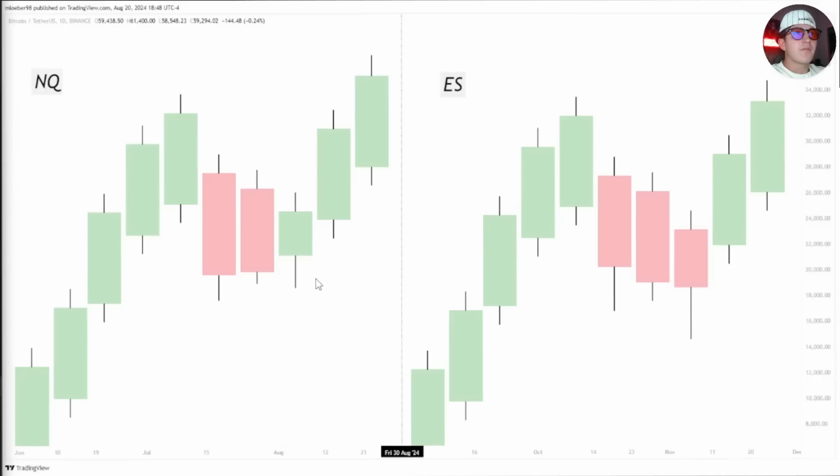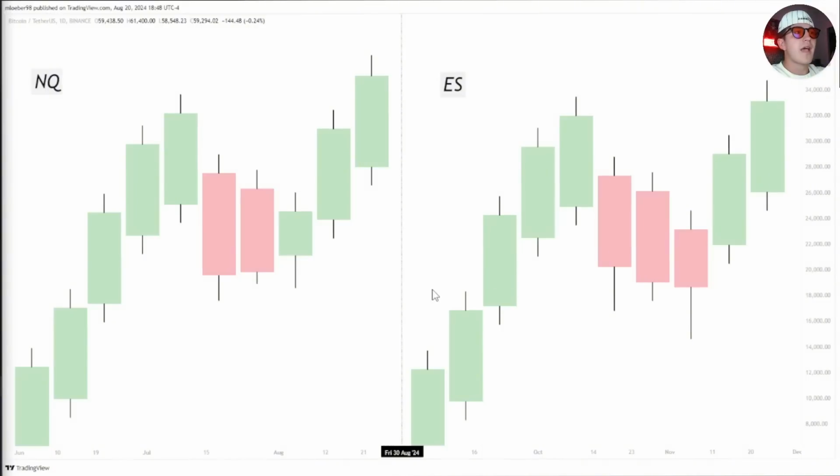But the difference and the extra concept that I'm telling you to incorporate here is SMT divergence, which is the cracking correlation between two correlated assets in a market. So when price is retracing after its impulse into an internal range liquidity pool, you're going to want to look for SMT divergence to occur inside the imbalances or the fair value gaps.